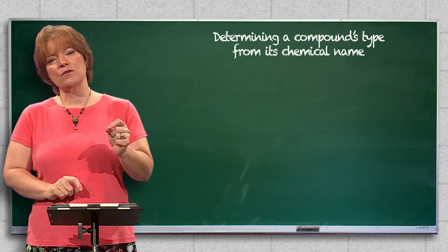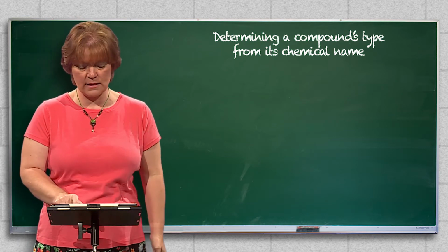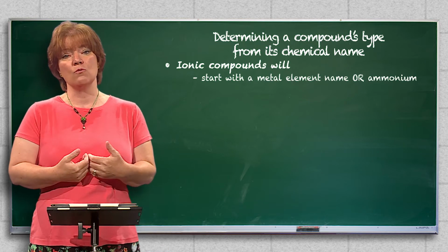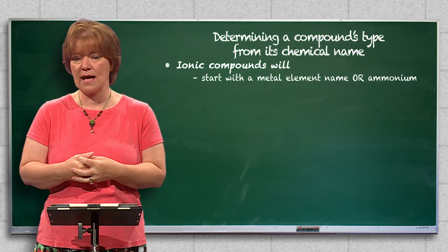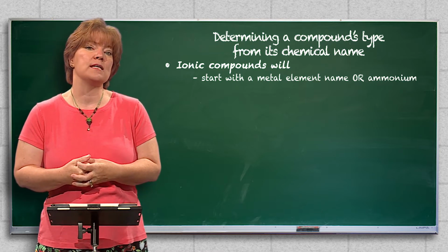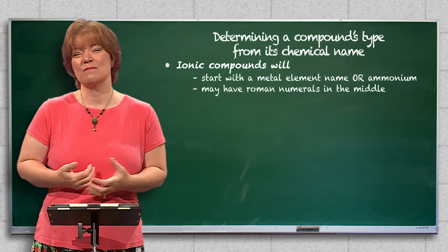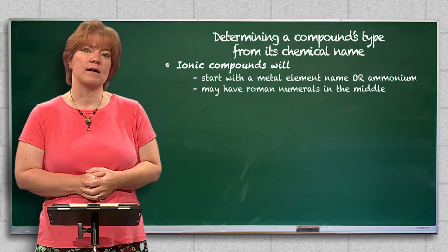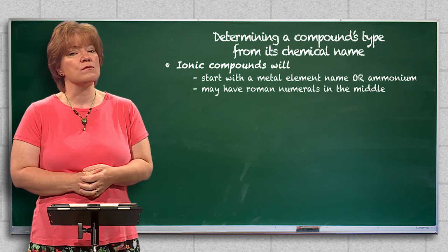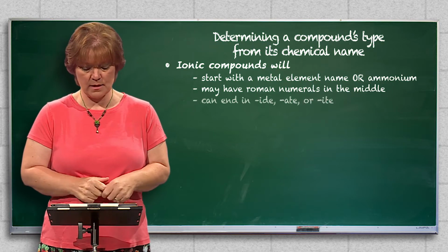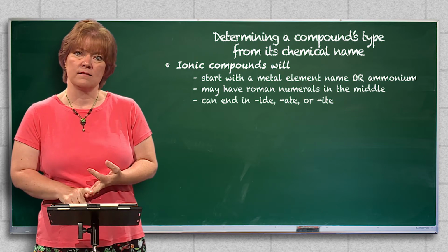So if I have a chemical name, we're looking for something a little bit different. Same strategy, but slightly different things. For ionic compounds, they contain metals or polyatomic cations. So we're looking for words beginning with a metal element name, or ammonium, because ammonium is really the only polyatomic cation that we're going to be talking about. They may have Roman numerals in the chemical name. They can end in "ide," "ate," or "ite."